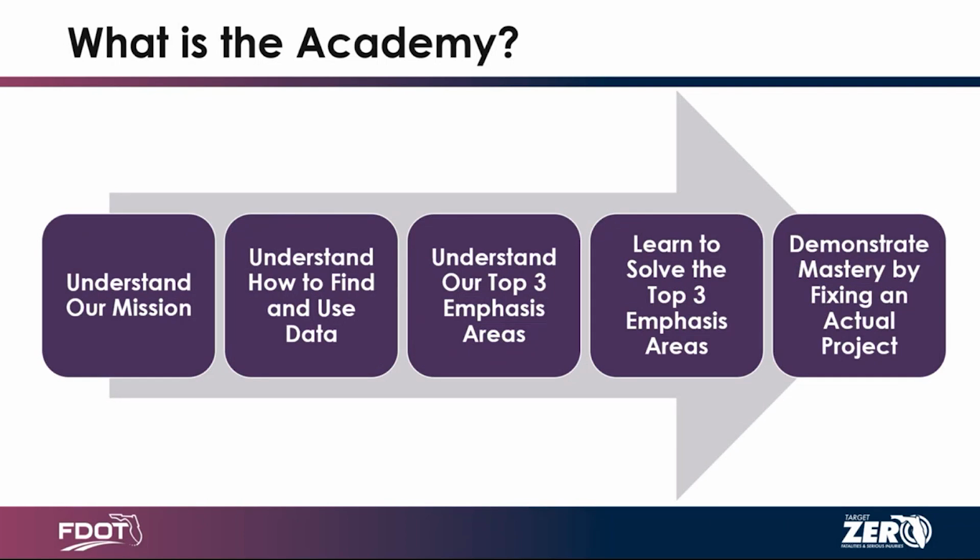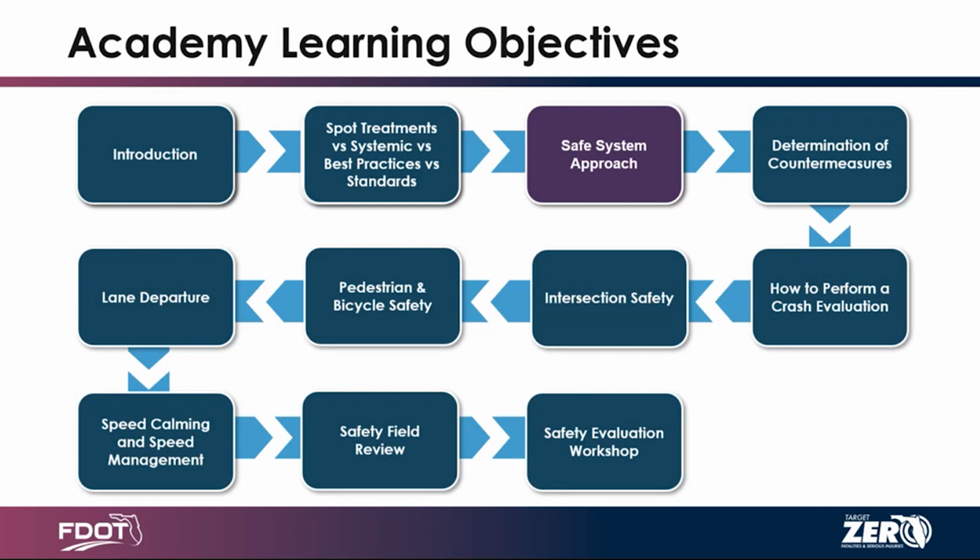We're still in this first big idea of understanding our mission. We'll be getting into finding and using crash data and safety data later this week, and then jumping into the top 3 emphasis areas and how to apply the things that we're learning right now in those areas. So we're in module 3 today. We're going to be focused on the safe system approach. We've talked a little bit about that in the past 2 modules, but today we're going to be diving in a little bit deeper to the principles and strategies associated with that.